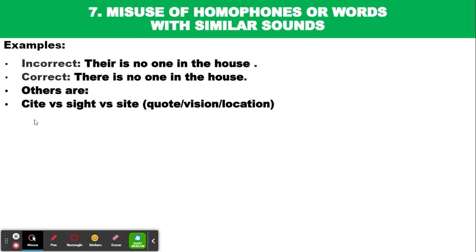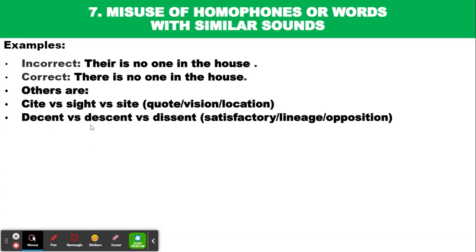Let's look at other homophones, words that sound alike but have different meanings. You have sight with C, you have sight with S, S-I-G-H-T. Then you have another sight, S-I-T-E. The first, "cite" with C, refers to quote. You cite somebody, you cite what somebody said. The second, "sight", refers to vision. The third, "site", refers to location, such as a project site.